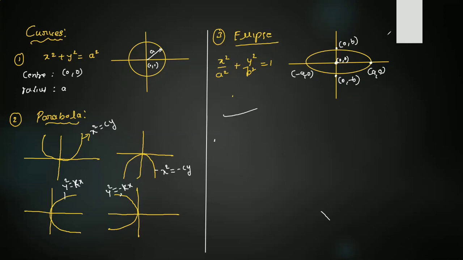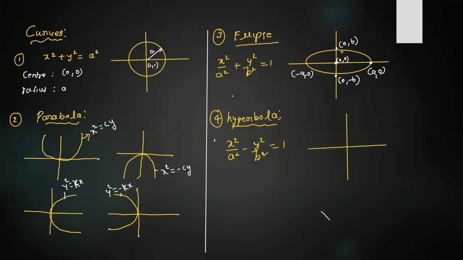One more is there, hyperbola. The equation is x square by a square minus y square by b square is equal to 1. The difference between these two is here it is plus, here it is minus. And the hyperbola looks like this. We're not using hyperbola that much here.